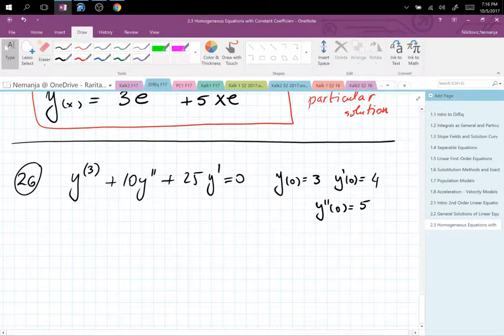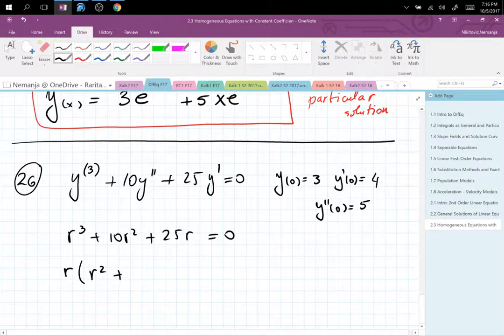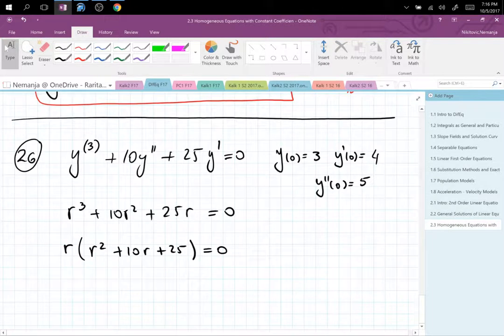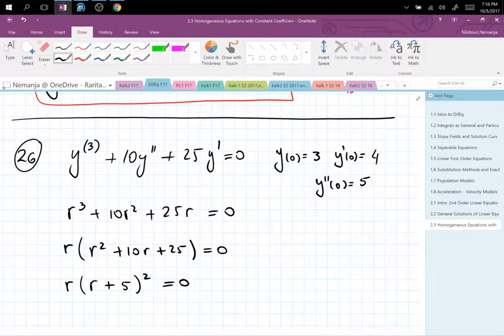All right, so the characteristic equation from here would be immediately r cubed plus 10r squared plus 25r equal to 0. You see that you can kick r outside, which leaves you with r squared plus 10r plus 25 equal to 0. You might also quickly catch on that this is a perfect square of a binomial. So r times r plus 5 squared equal to 0. Or you can do the quadratic formula and just figure it out.